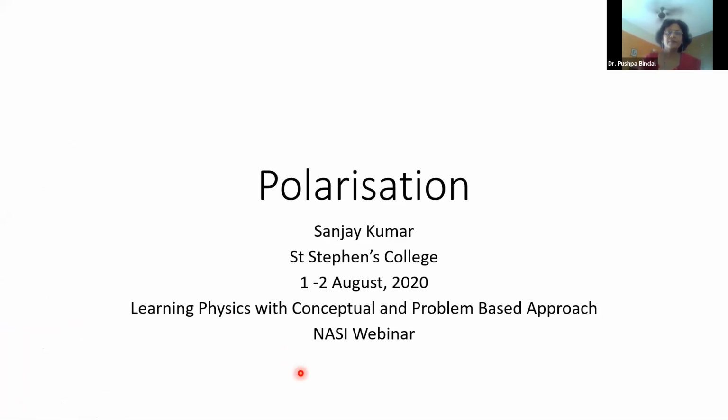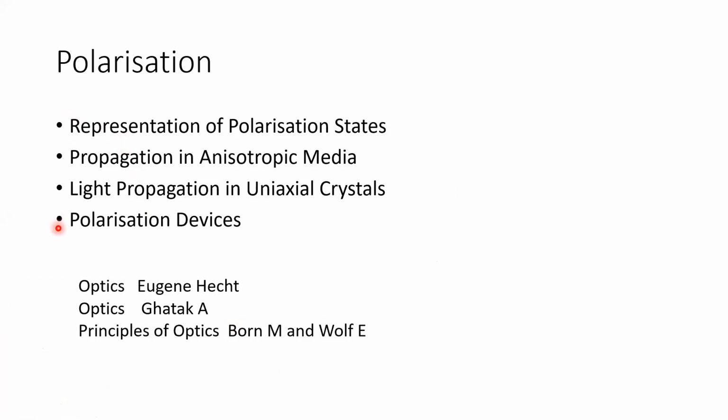Okay, so yesterday we discussed polarization, and these are the four topics we decided to cover. Today we will continue with propagation of electromagnetic waves in anisotropic media, and then quickly go over propagation of light in uniaxial crystals, and then towards the end, a very few optical devices which are used in detecting polarized light.